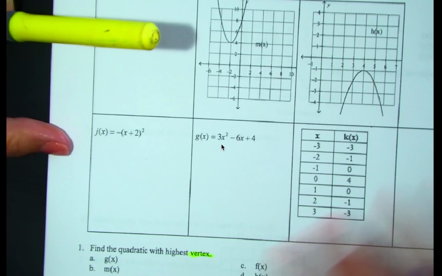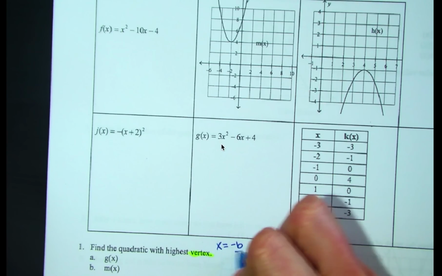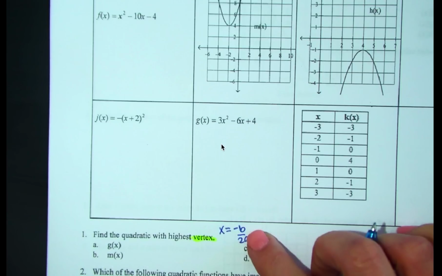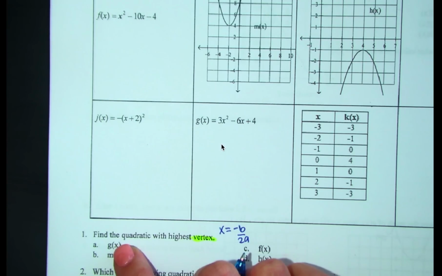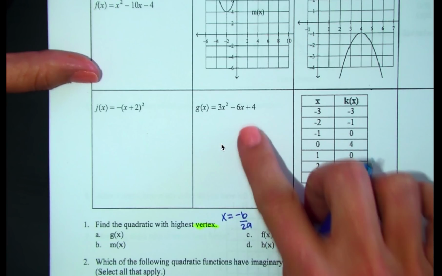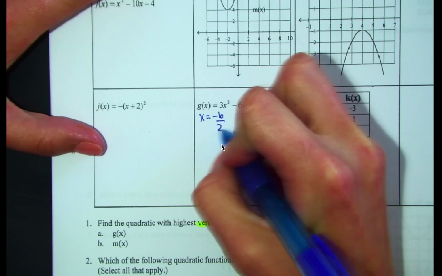Or we can remember it's the formula x is equal to negative b over 2a, and then you plug it back in to find your y. So if we look at g of x, it is in standard form. So in order to find the vertex, we're going to be using the formula, and then we're going to plug in the numbers.